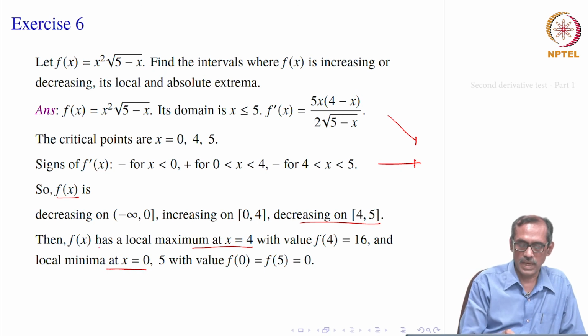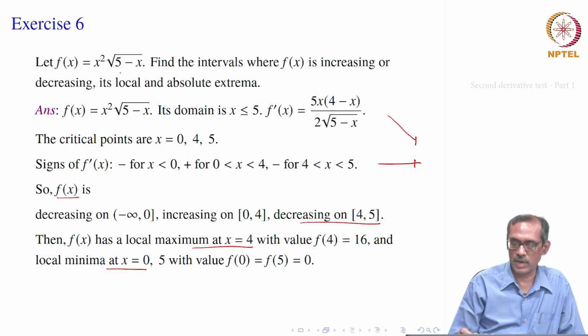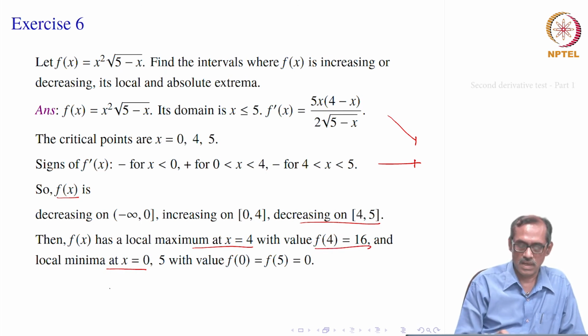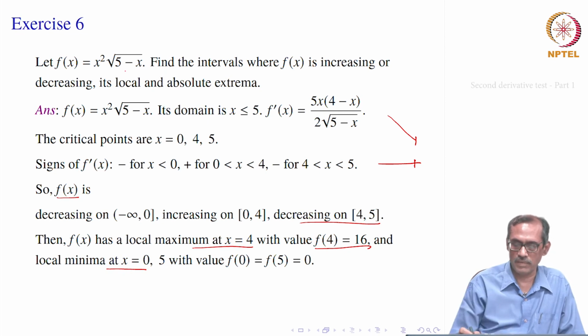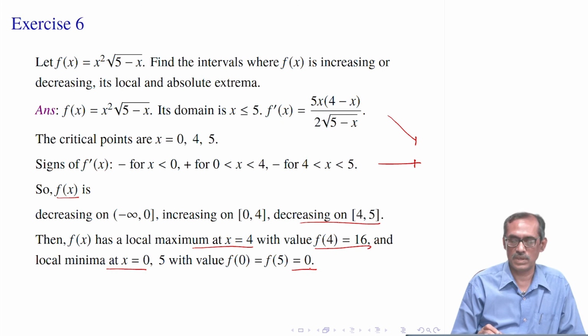So, that is why you say f of x has a local maximum at x equal to 4, which you can evaluate, and it gives 16, and local minima at x equal to 0 and 5, which happen to be the same here, whose value is 0. Is that fine? So, we stop here.